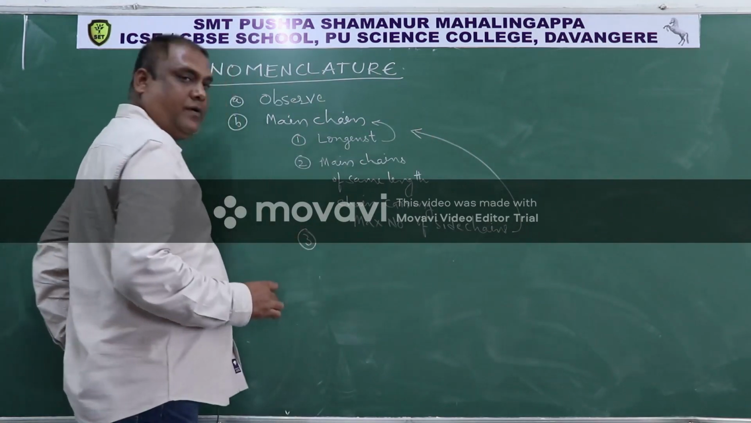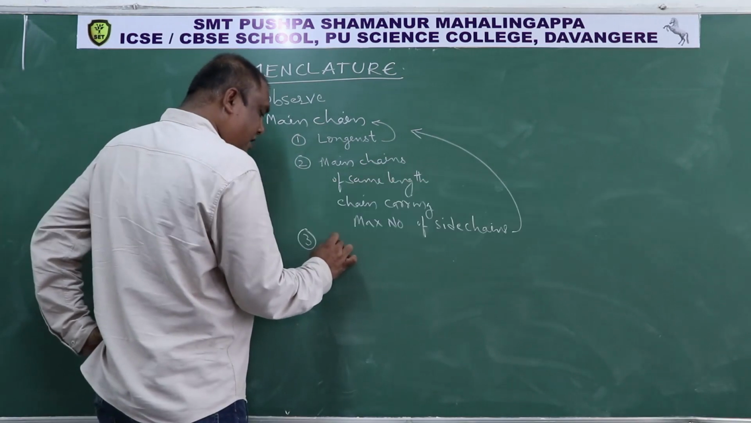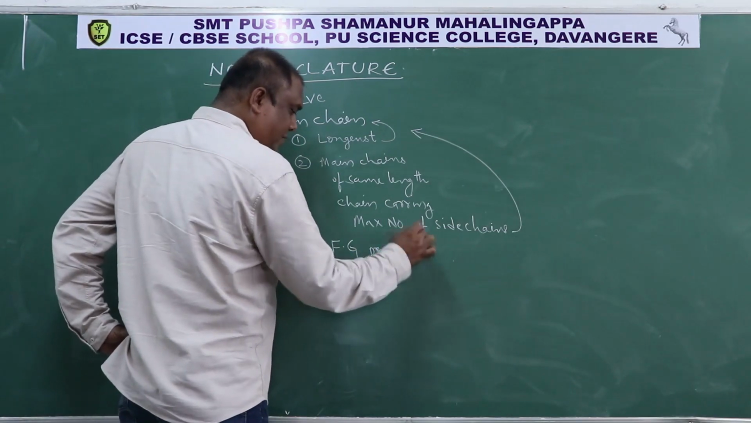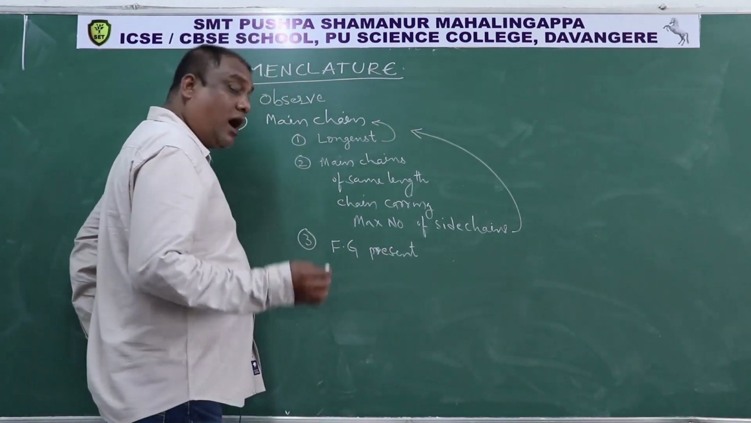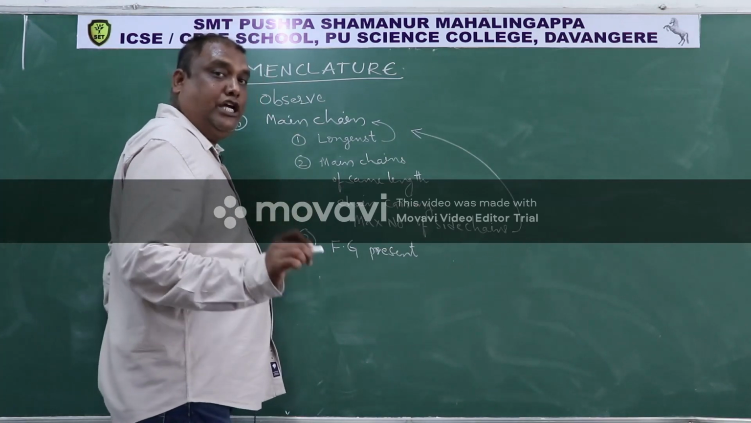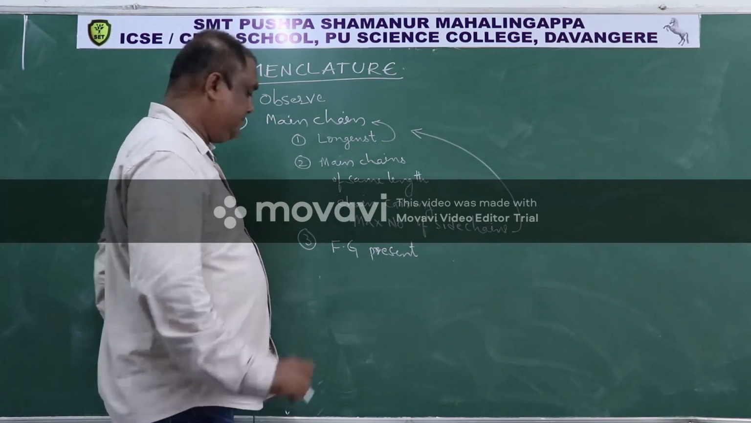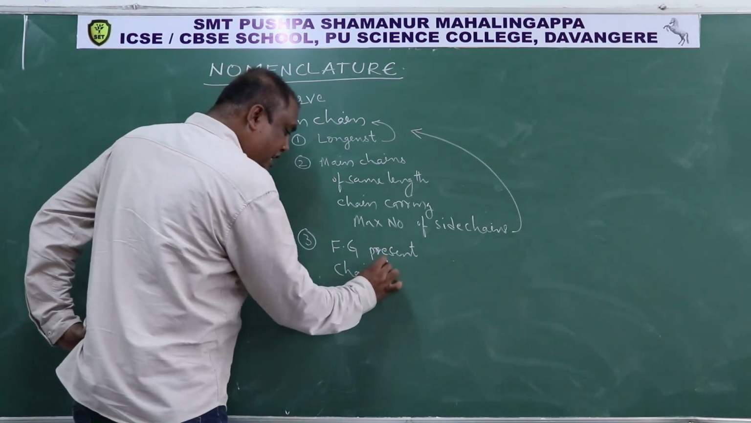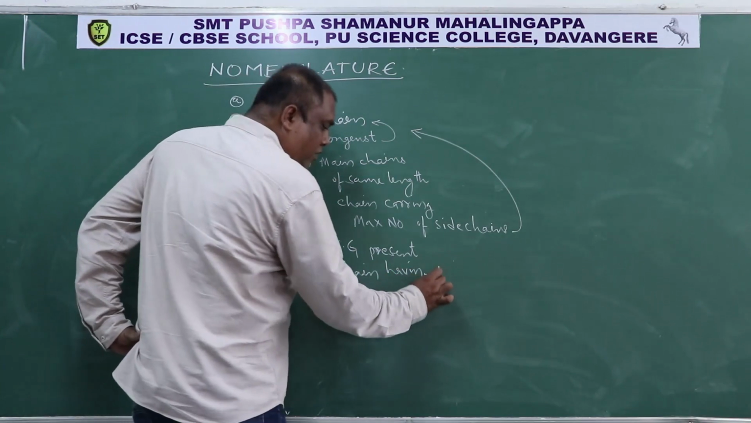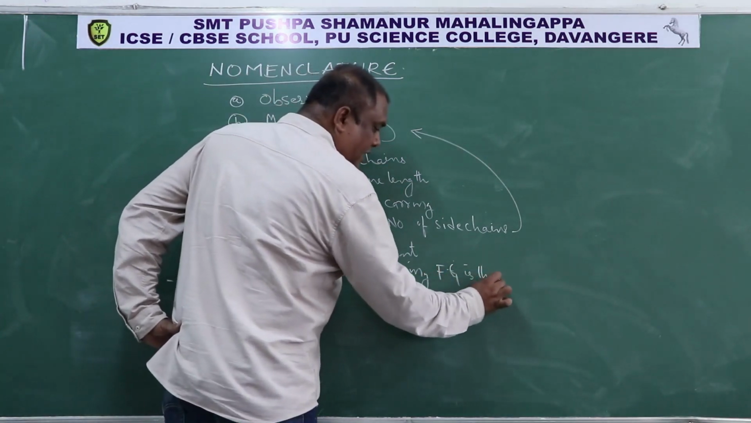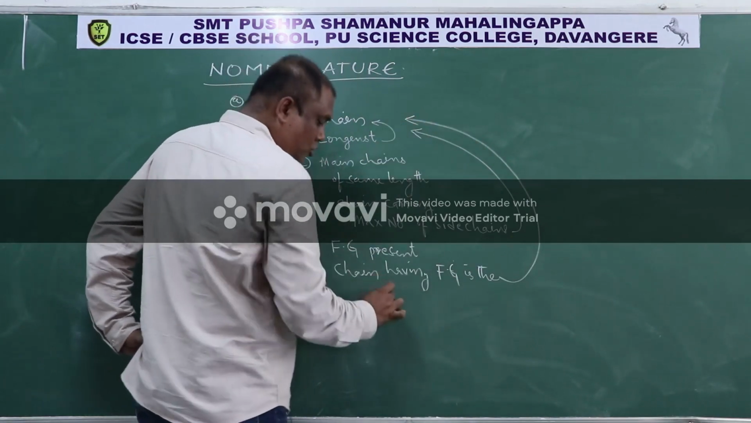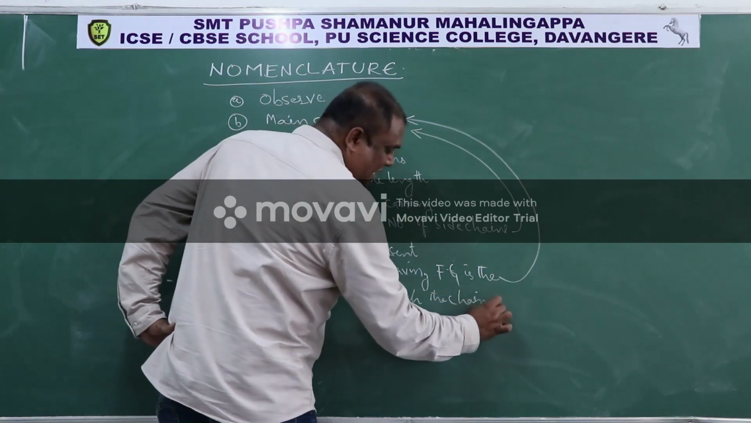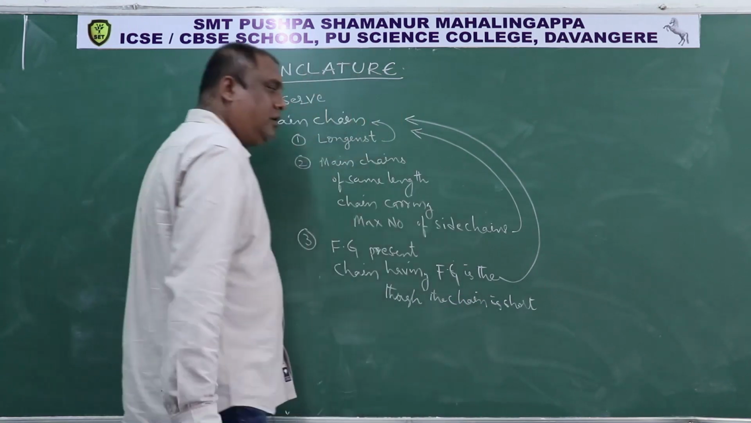Then if a functional group is present, the carbon to which the functional group is attached should be in the main chain, though the chain is short. It means the chain having the functional group is the main chain, though the chain is short. This is what I was telling.